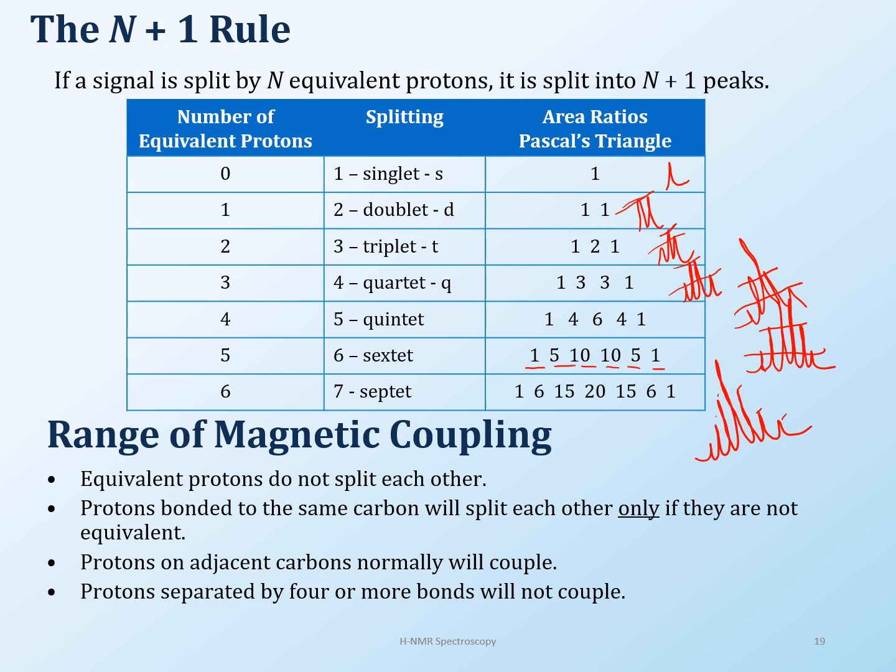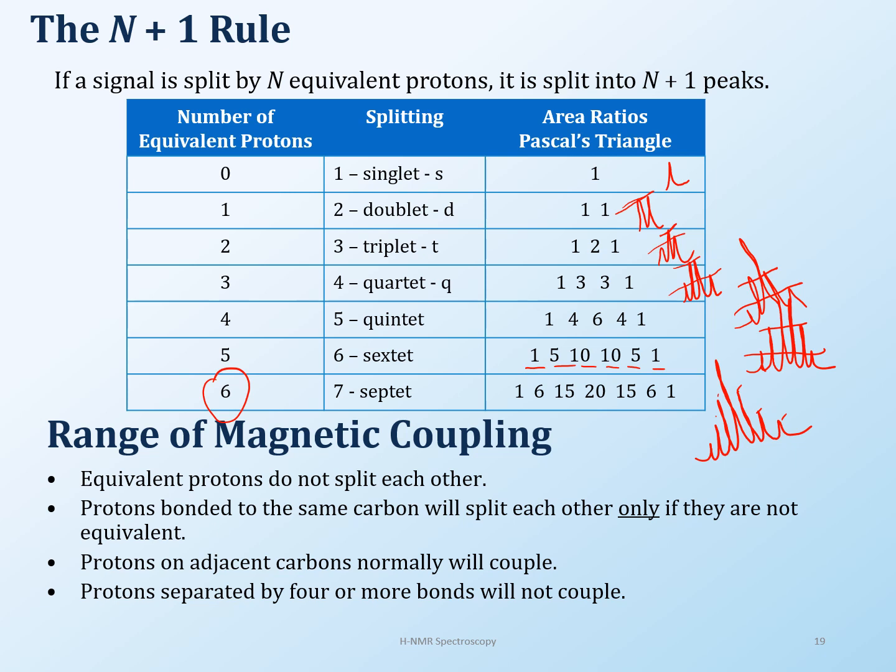Again, it's n+1. So what does 7 mean? 7 means that you have 6 protons that are the same. So how many protons are looking at those 6? It could be 1, it could be 2. That's a different thing. That's integration. That will tell you how many protons are looking at that. So two different things. Keep it separate. Coupling is separate, and integration is separate. So that's the n+1 rule.